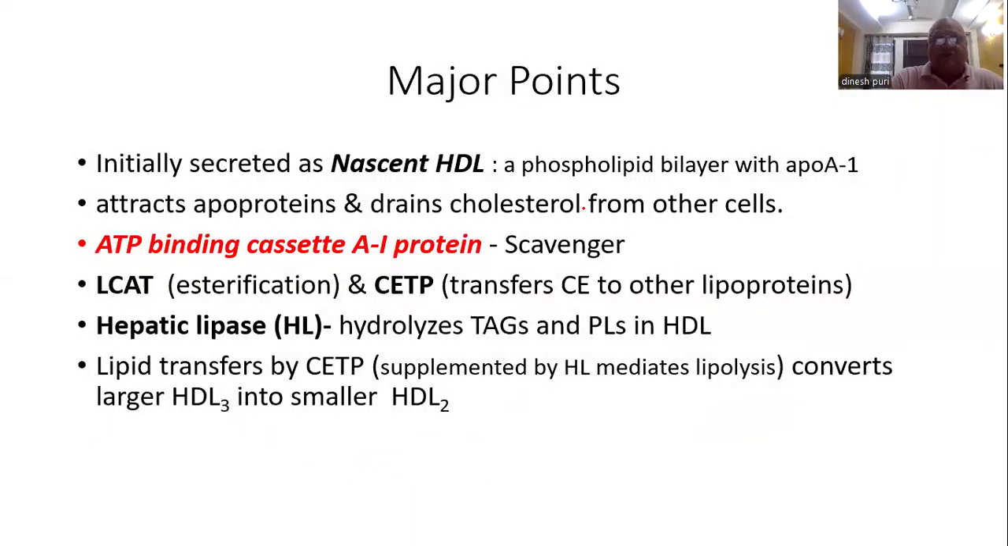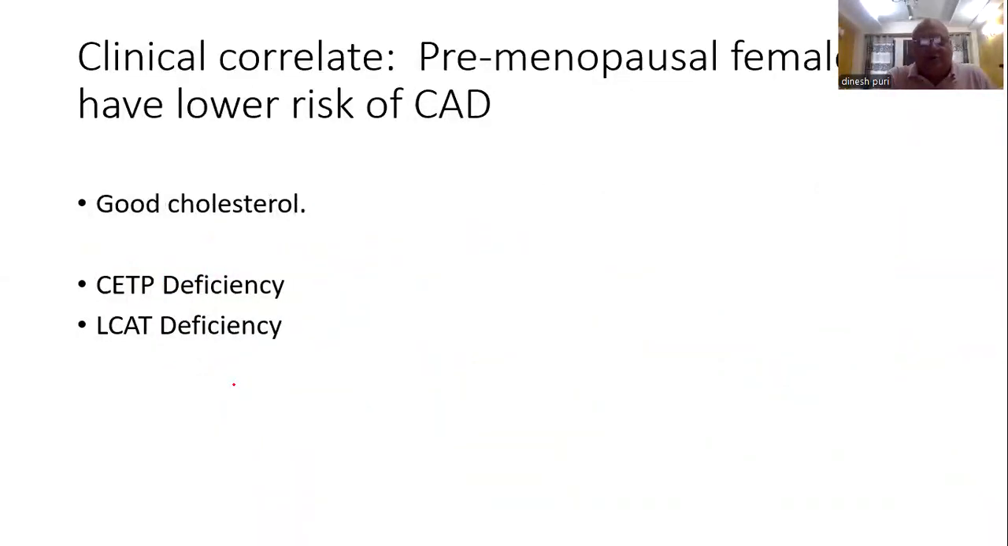Now, these are some major points. So you have to revise this yourself. Why is it called ABC protein, why is it called scavenger protein, why LCAT and CETP are important, and what will happen in their deficiency, that also you should try to see. What is the role of hepatic lipase, and what are HDL3 and HDL2.